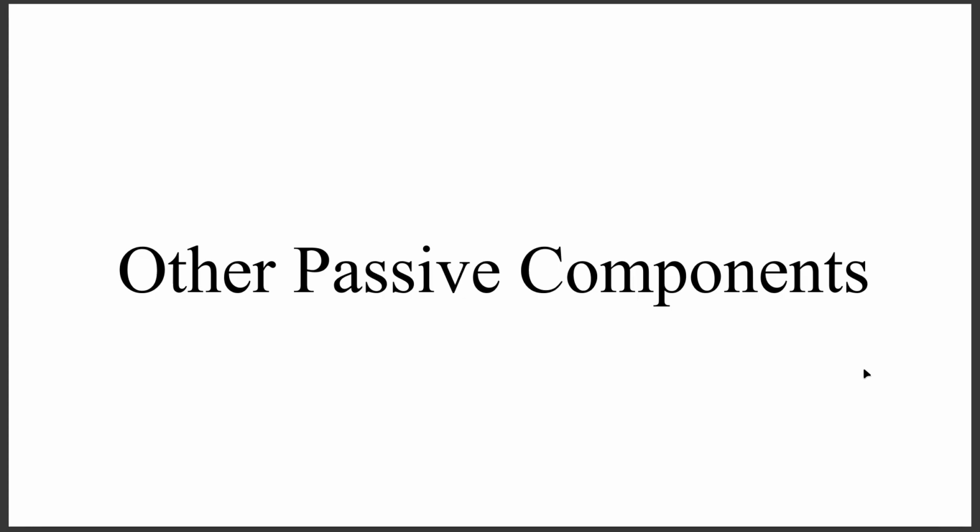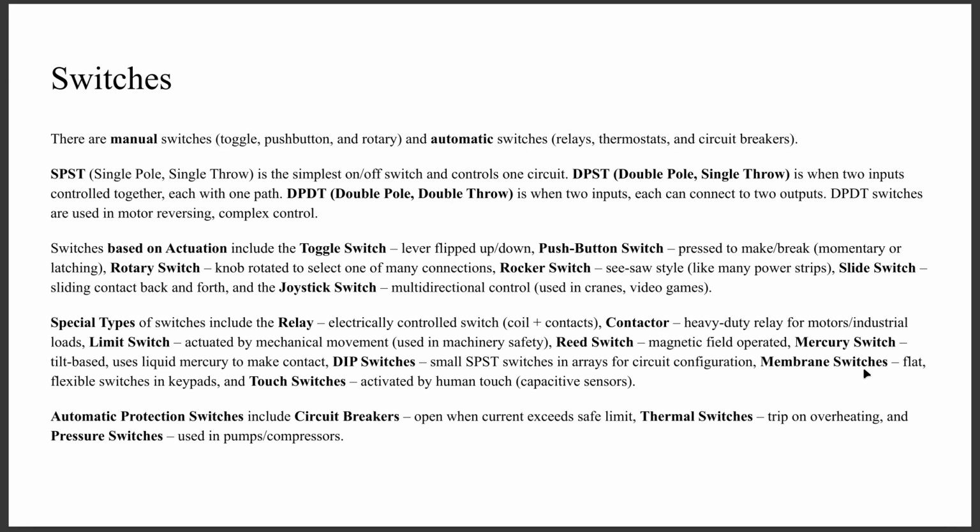Finally, we go into other passive components. Switches. There are manual switches and automatic switches. A single pole, single throw is the simplest on-off switch and controls one circuit. Double pole, single throw is when two inputs are controlled together, each with one path. Double pole, double throw is when two inputs each can connect to two outputs. Double pole, double throw switches are used in motor reversing and complex control.